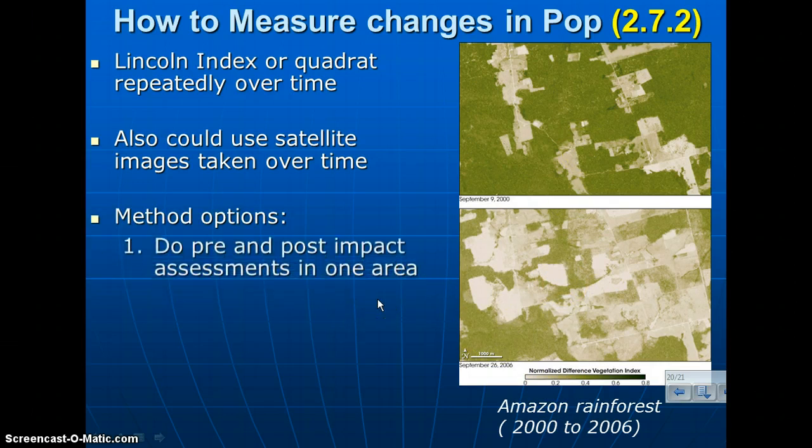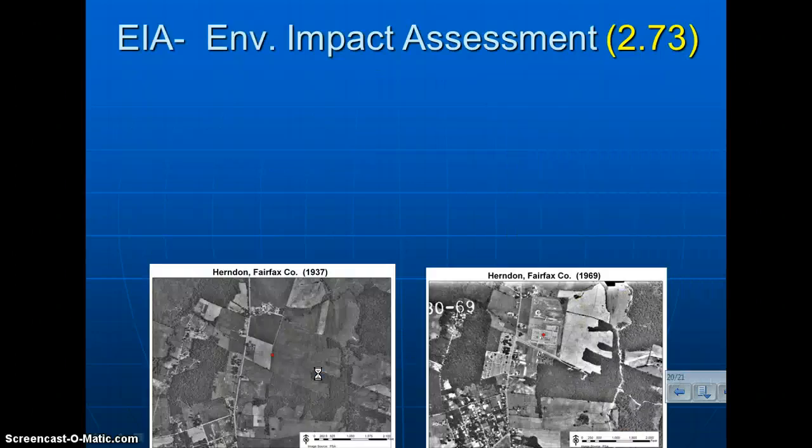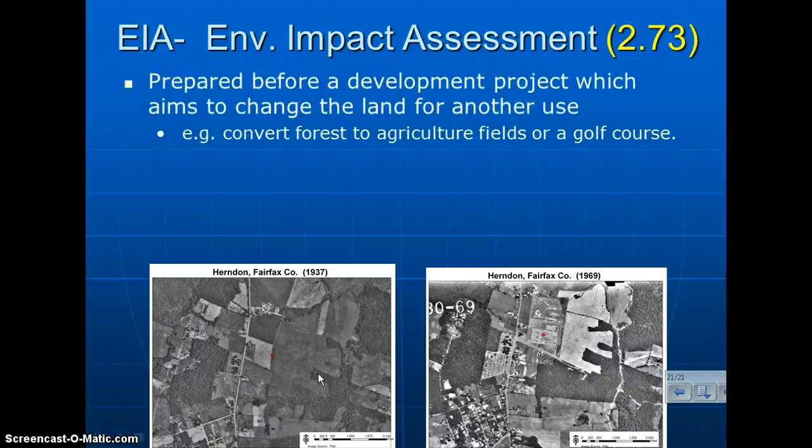How would we do this? We could do a pre and a post of the area. We could also compare an area that got impacted versus an area that was never impacted. Last but not least, what is the legislation that goes with this? Well, we call it an environmental impact assessment. It is prepared before a development project or something related to land use changes. For instance, if we convert a forest to an agricultural field or a golf course, we would do this. So think about how much forest was in Fairfax County. This is Herndon, and look how much development has occurred.